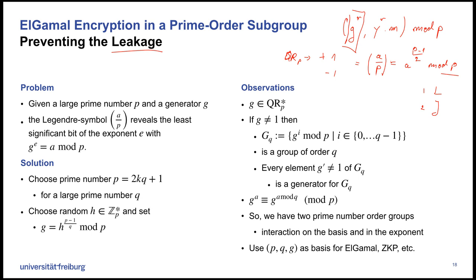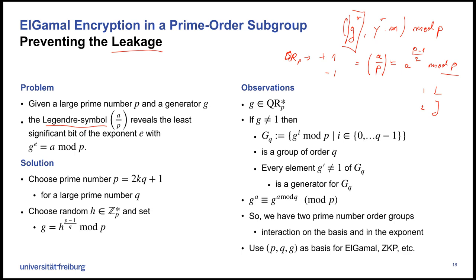So much for the motivation. Now let's do it. Here it says Legendre symbol. Can't you read the slide? So it reads the least significant bit of exponent. So what's the solution for it?